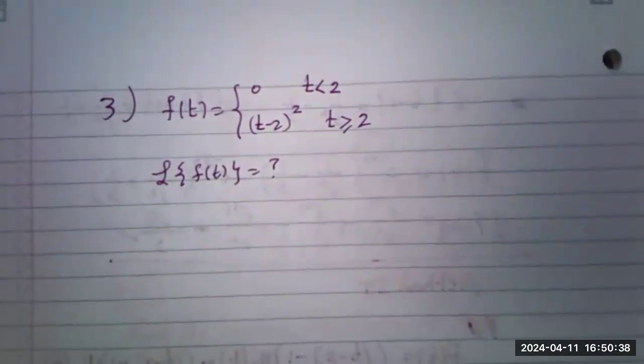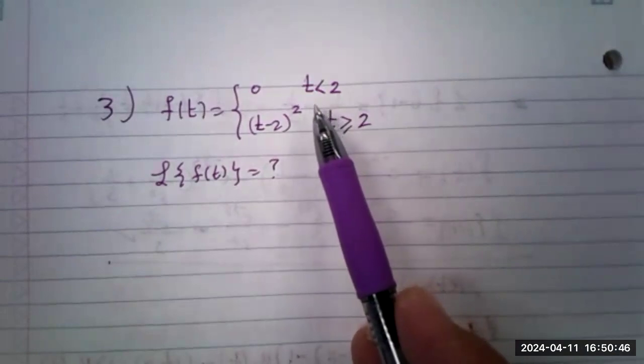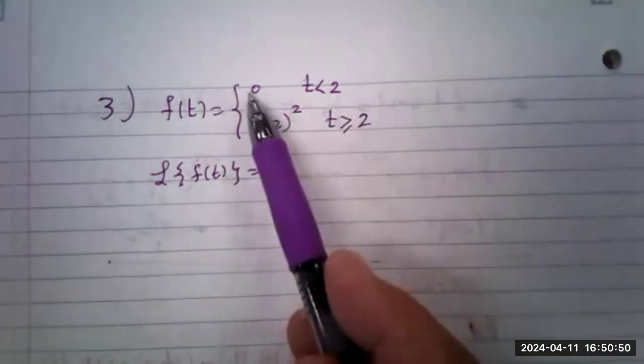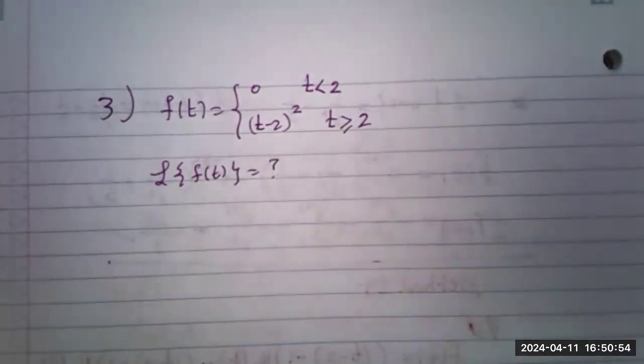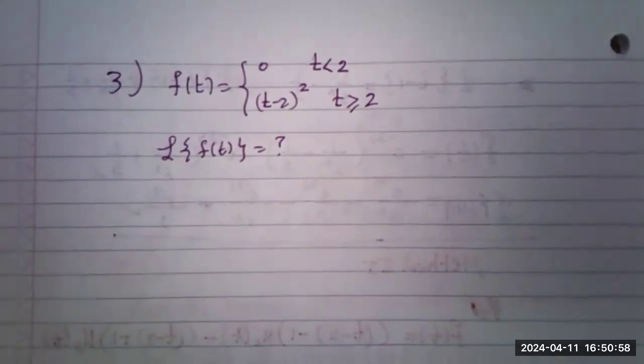Of course, one way to do it is by definition, like they did on the quiz. If you want to do the definition, you have to break the integral from 0 to 2 and 2 to infinity. From 0 to 2 with the 0, then you end up with the integral of (t minus 2) squared e to the negative st dt, and you have to use integration by parts, and eventually you'll be able to find it. But you can do it quickly with the unit step function.